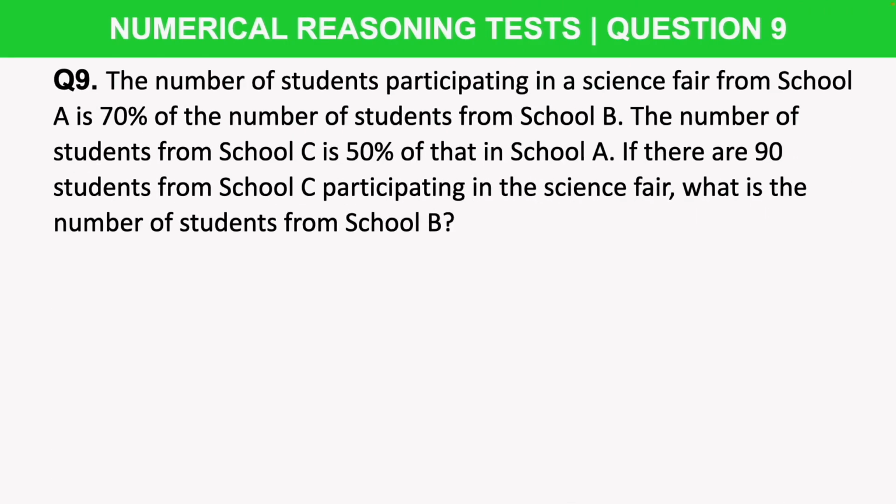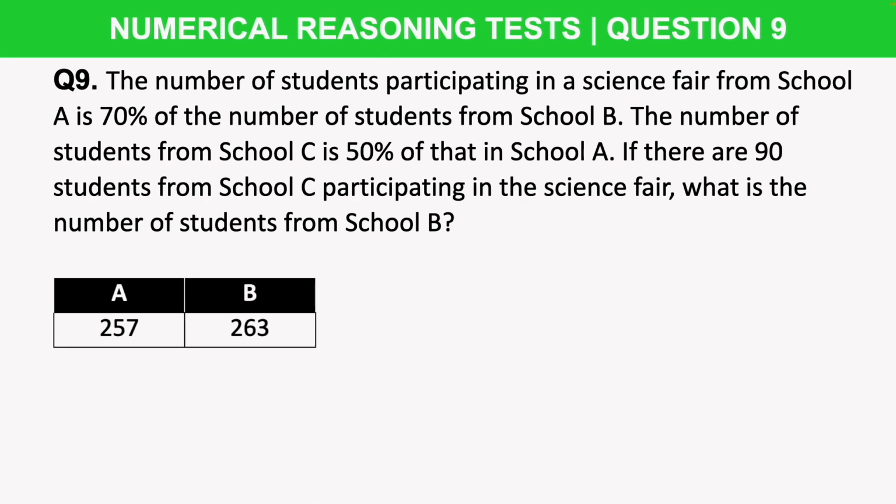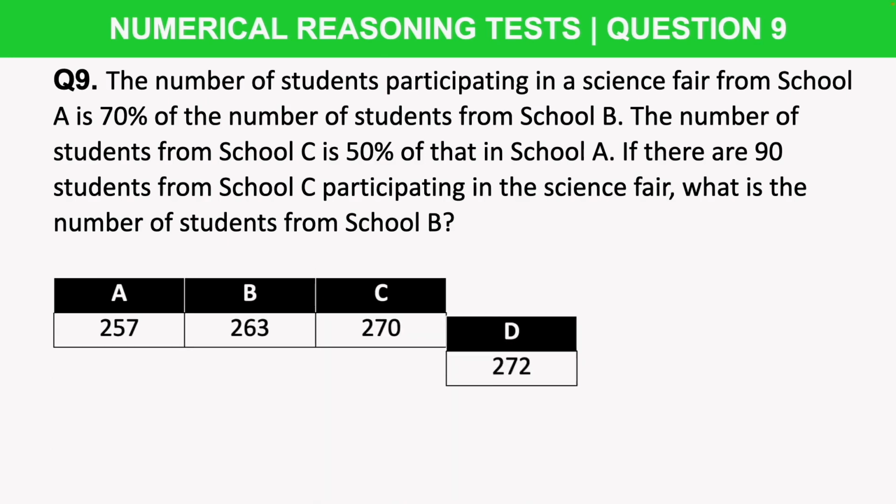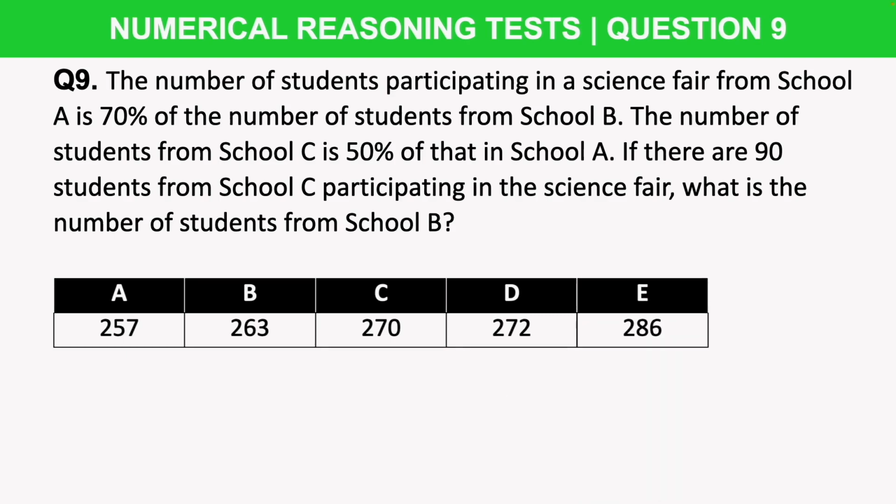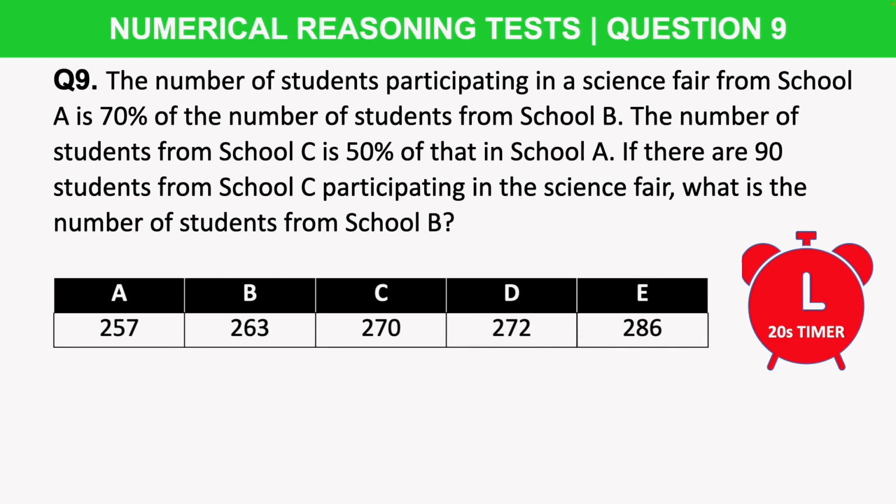So question 9 is this: the number of students participating in a science fair from school A is 70% of the number of students from school B. The number of students from school C is 50% of that in school A. If there are 90 students from school C participating in the science fair, what is the number of students from school B? Is it A, 257, B, 263, C, 270, D, 272, or E, 286? You have 20 seconds again on the clock starting now.